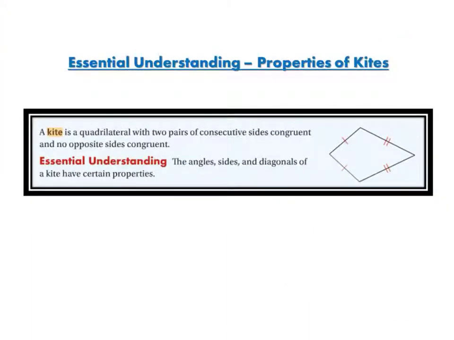By the end of this lesson, what you should understand is that a kite is a quadrilateral. It has two pairs of consecutive sides, and the consecutive sides are congruent. There are no opposite sides that are congruent. There are no parallel sides.